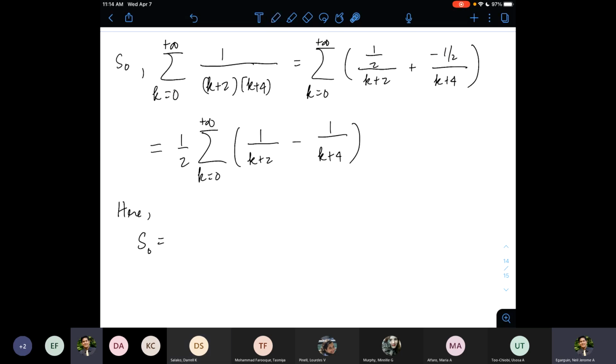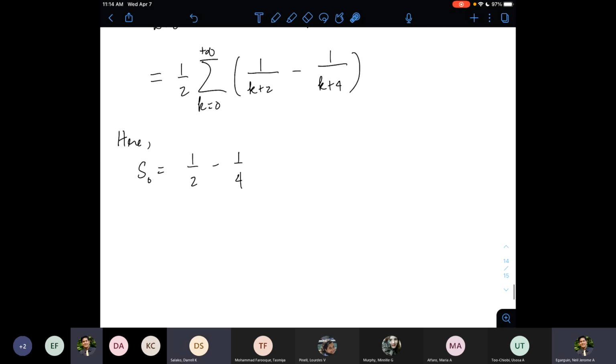That would be the beginning k value, right? So S sub k, where k is the starting value, 0. Okay, so if we plug in 0, we get what? We'll get 1/2 minus 1/4, right? That is essentially what I'll get when I plug in k equals 0.